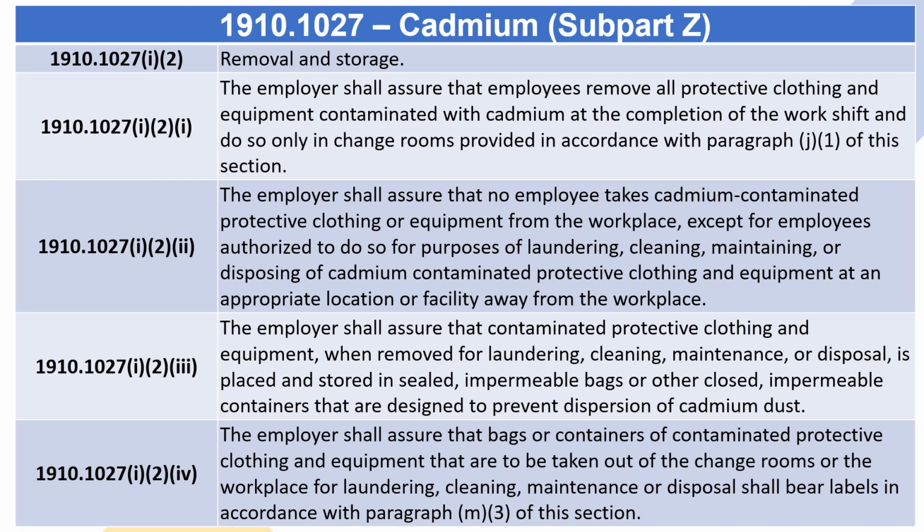The employer shall assure that contaminated protective clothing and equipment, when removed for laundering, cleaning, maintenance, or disposal, is placed and stored in sealed, impermeable bags or other closed, impermeable containers that are designed to prevent dispersion of cadmium dust. The employer shall assure that bags or containers of contaminated protective clothing and equipment that are to be taken out of the change rooms or the workplace for laundering, cleaning, maintenance, or disposal shall bear labels in accordance with paragraph M3 of this section.